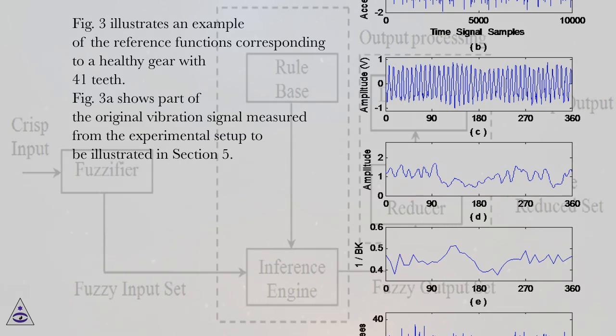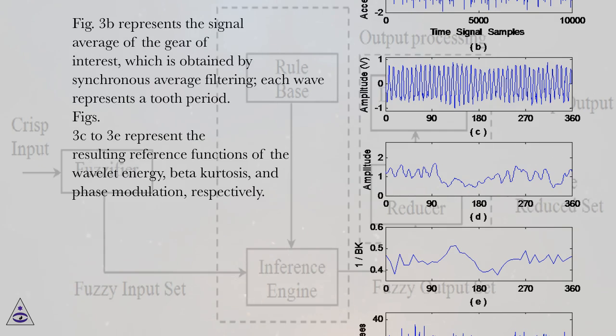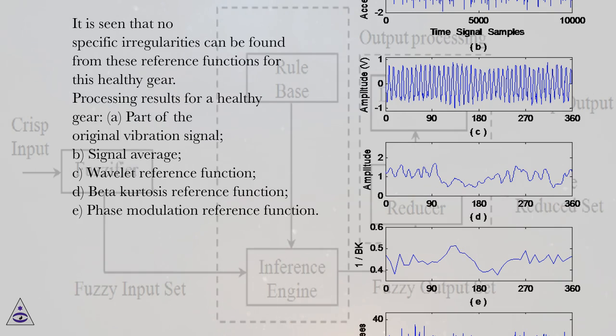Figure 3a shows part of the original vibration signal measured from the experimental setup to be illustrated in Section 5. Figure 3b represents the signal average of the gear of interest, which is obtained by synchronous average filtering. Each wave represents a tooth period. Figures 3c to 3e represent the resulting reference functions of the wavelet energy, beta kurtosis, and phase modulation, respectively. It is seen that no specific irregularities can be found from these reference functions for this healthy gear.